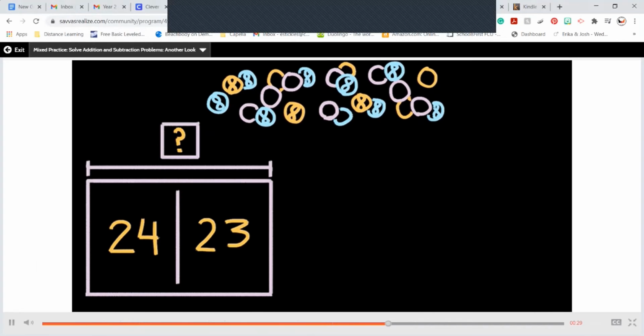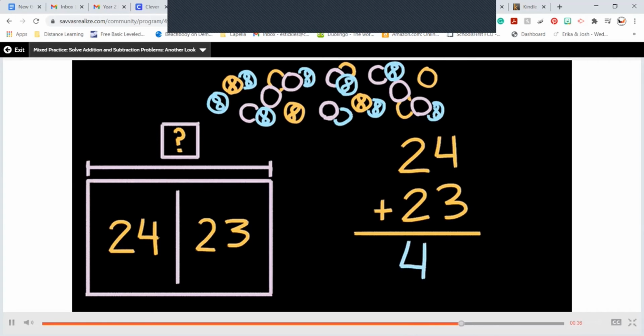So it looks like I need to add here. 24 plus 23. So the total is 47. I have 47 marbles altogether. And that's it. Another problem solved. Let's go get some more practice.